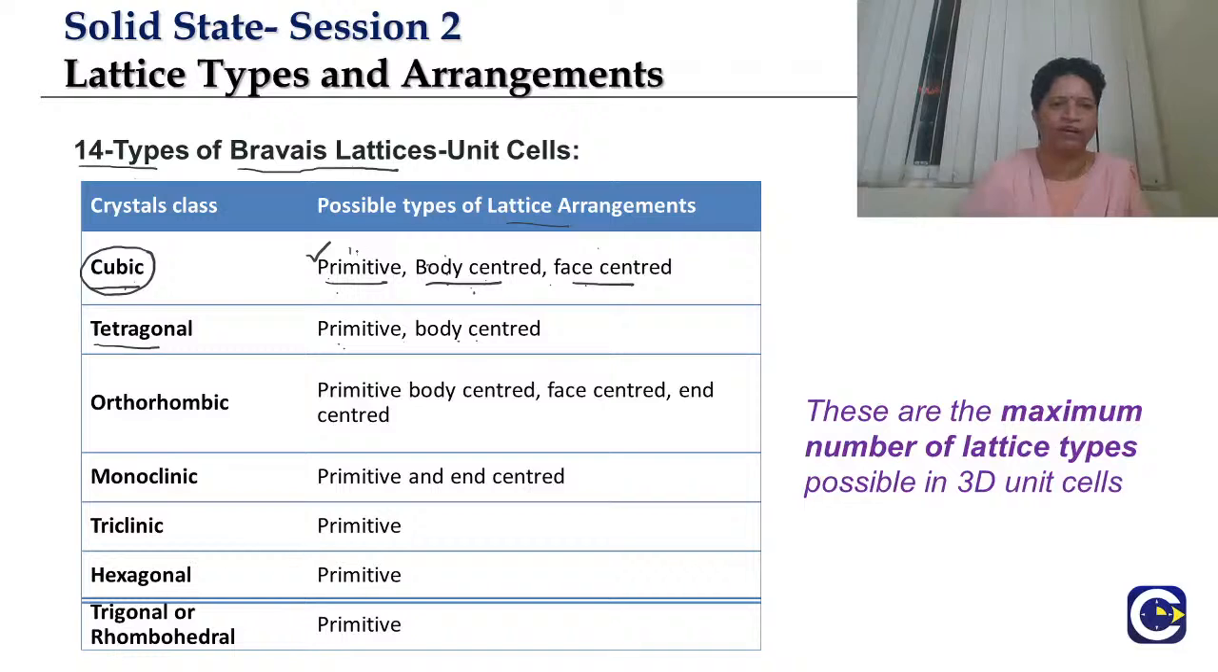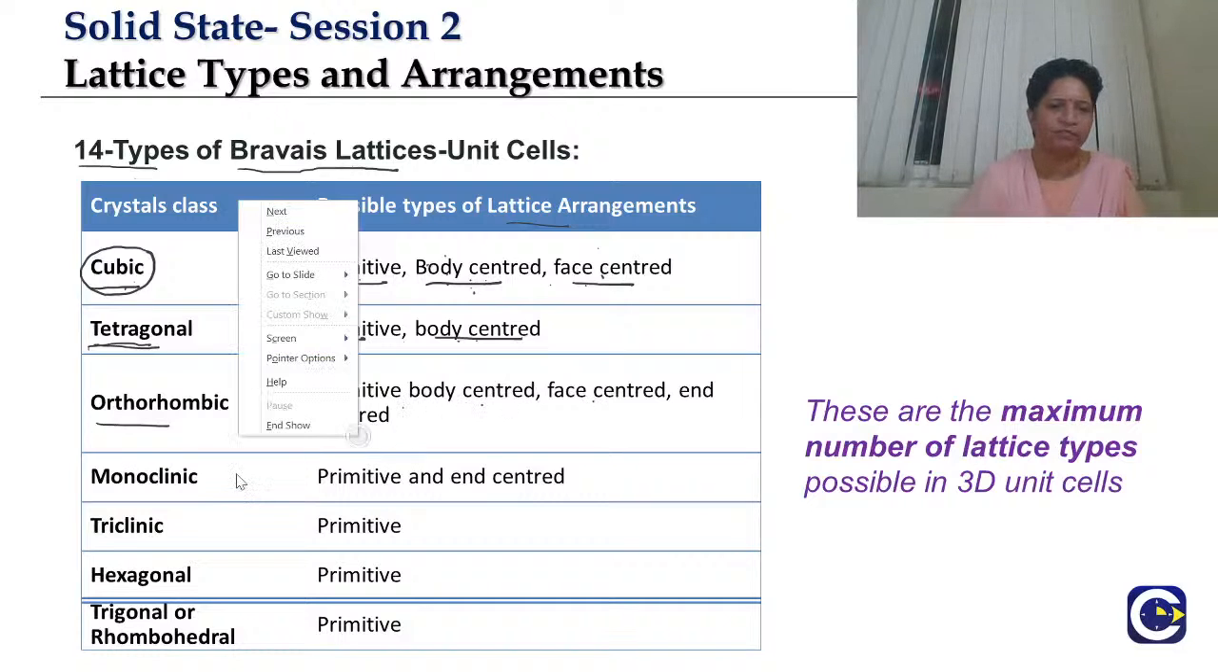If you go with cubic, we have primitive, body centered, face centered. If we go with tetragonal, we have primitive, body centered. Orthorhombic will have primitive, body centered, face centered and end centered. Monoclinic will have primitive and end centered. Triclinic, hexagonal and rhombohedral will have the primitive type. So these 14 different types, we call Bravais lattices.